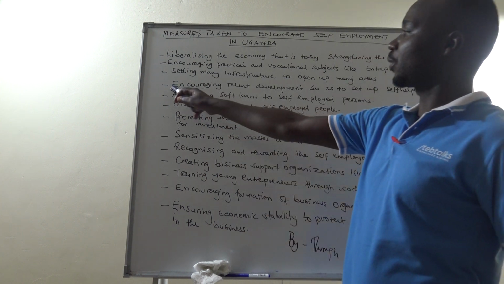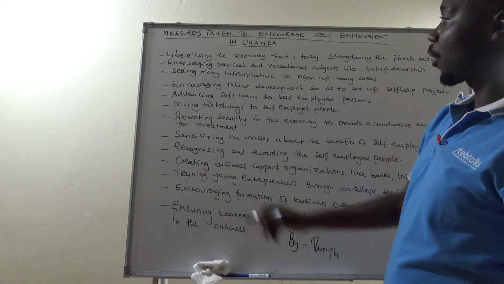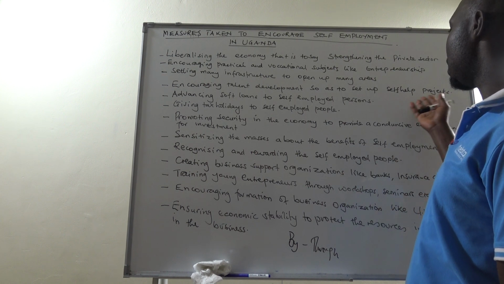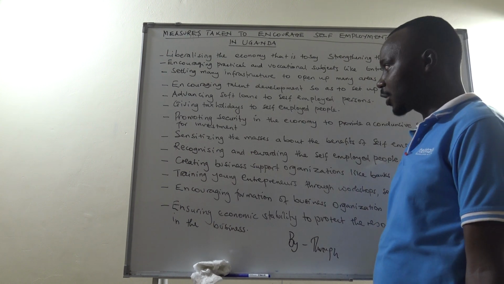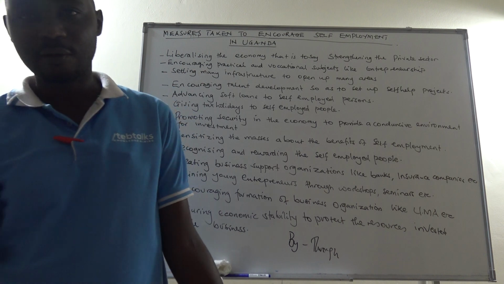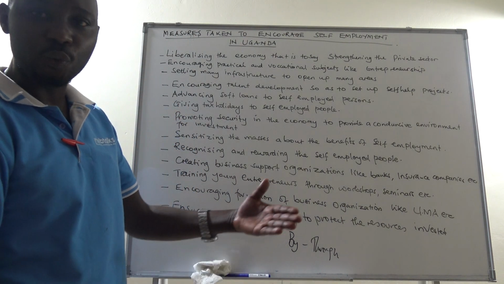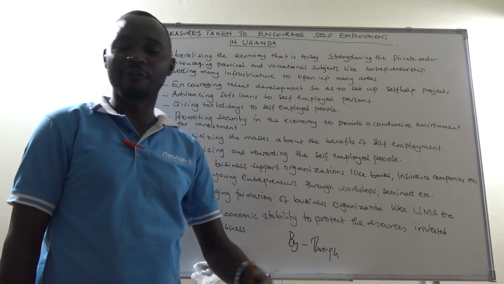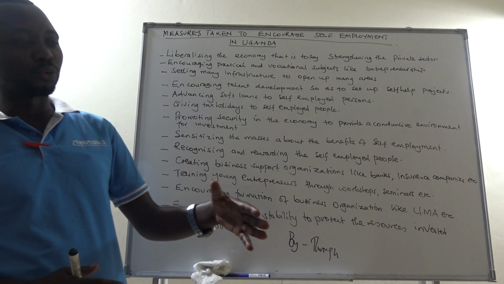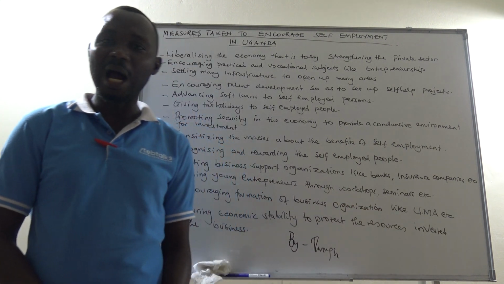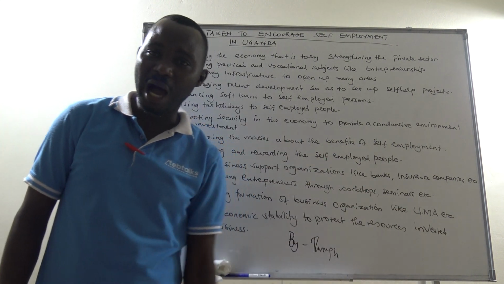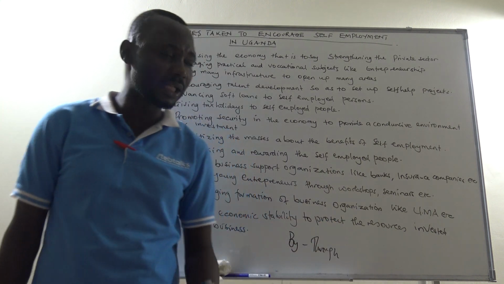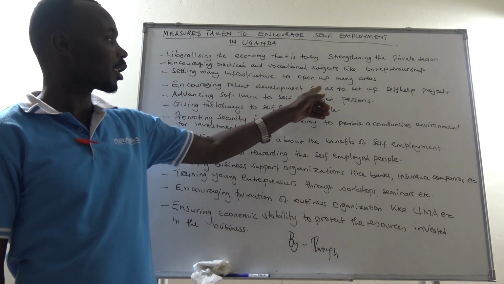Then when we go to another point, we are looking at encouraging talent development so as to set up self-help projects. Talent development, what is this? For example, you may teach people how to weave baskets, how to make pots, how to weave mats, how to make artificial balls, how to make table mats, you understand. So all these can be brought in the form of talent development.